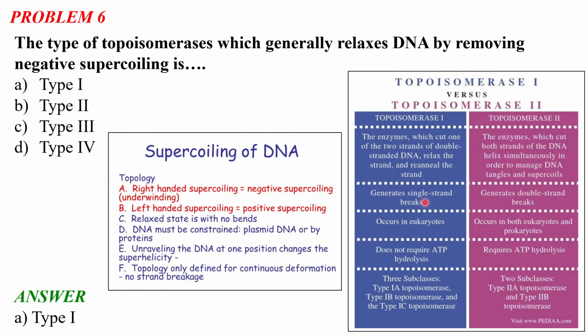The type 1 generates single strand breaks, type 2 generates double strand breaks. Type 1 occurs in eukaryotes, type 2 occurs in both eukaryotes and prokaryotes. Type 1 does not require ATP hydrolysis, type 2 requires ATP hydrolysis. There are 3 subclasses of type 1 topoisomerase, that is type 1A, type 1B and type 1C, and 2 subclasses of type 2 topoisomerase, type 2A and type 2B. Okay. So type 1 is the correct answer. I will go to the next problem.